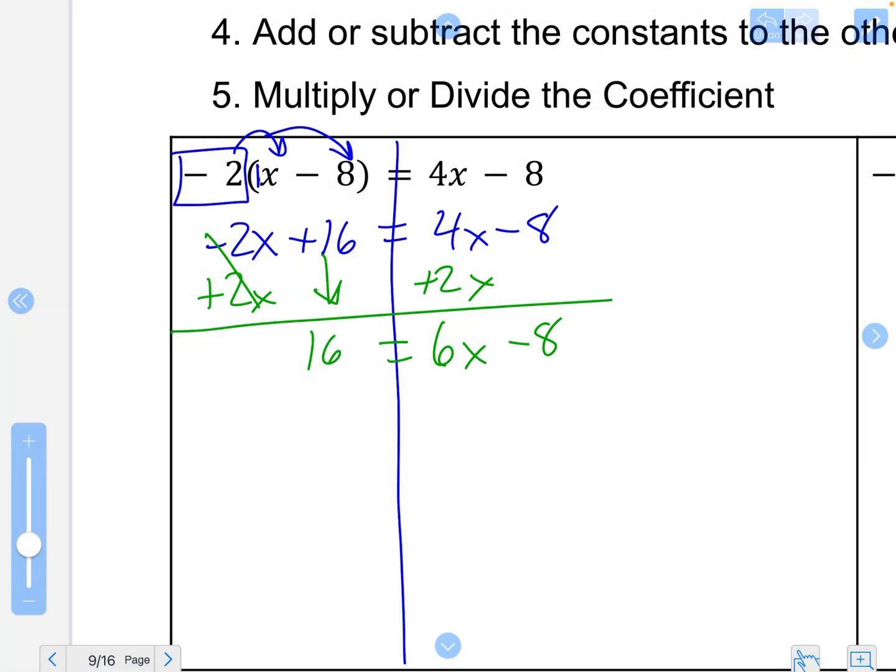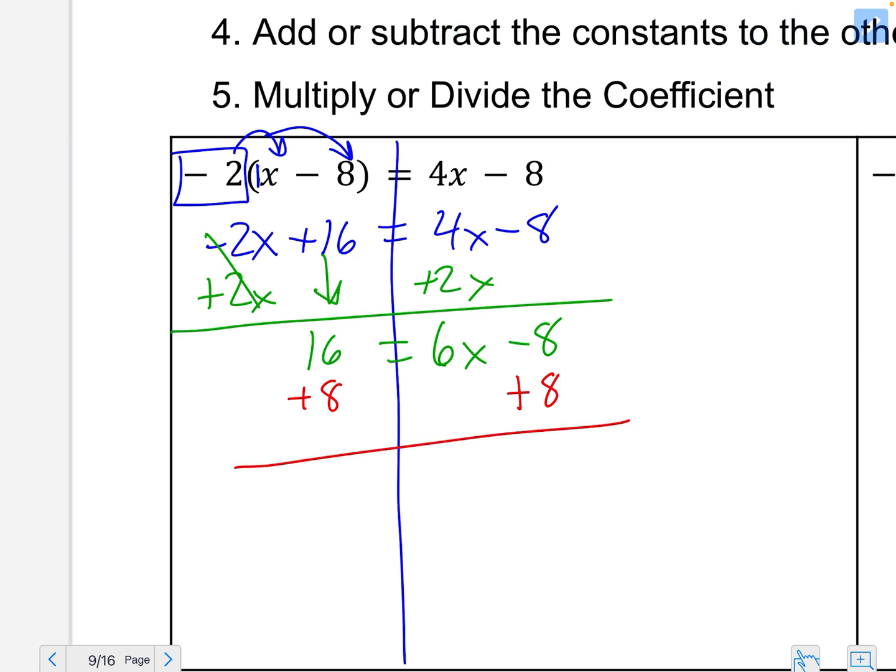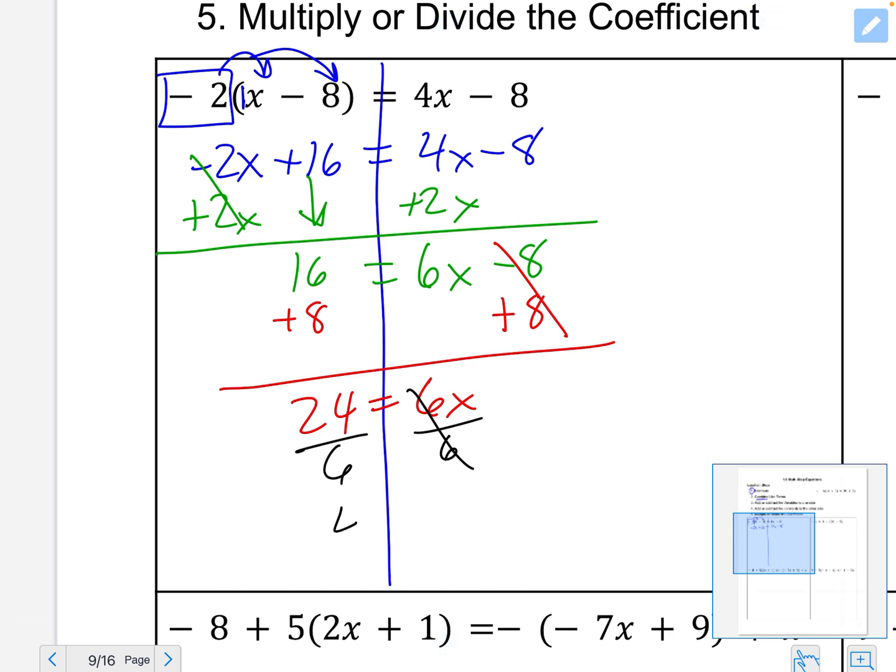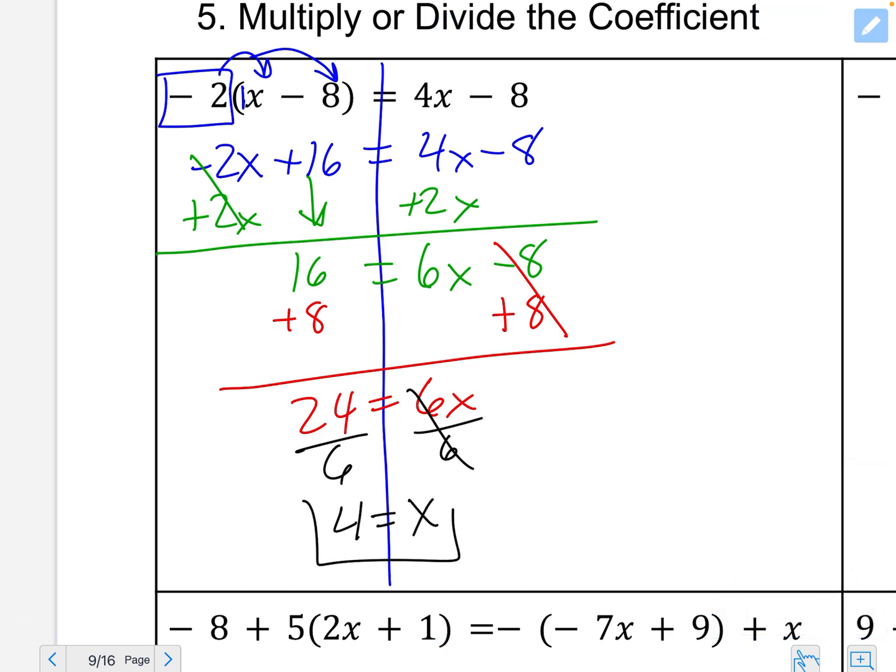Now I need to move the constants to the other side. The 16 is lonely, and it needs a buddy, so we're going to bring the 8 over to join it. 16 plus 8 is 24, equals 6x, and then our final step is to divide by our coefficient. So we get 4 equals x.